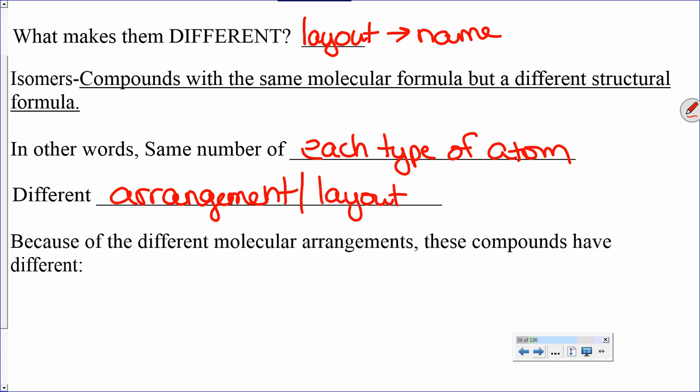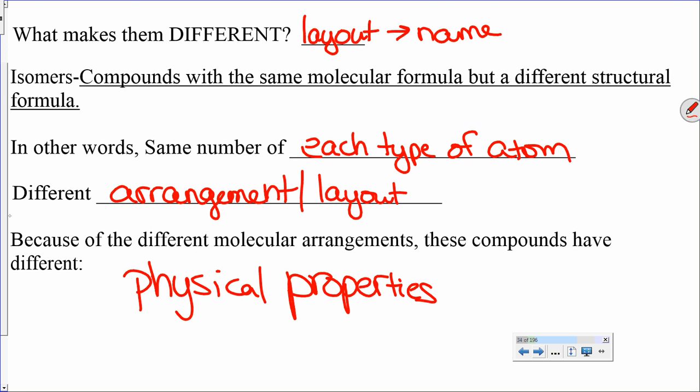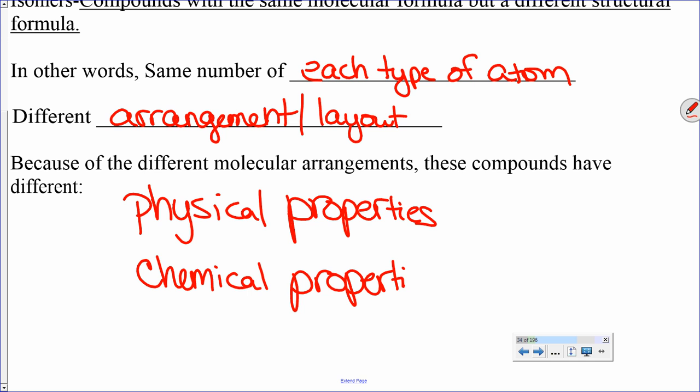Because of the different structural arrangements, one of the things that we notice on that side is we have different boiling points. So we're going to have different physical properties. This can actually affect things like solubility as well. Some of these molecules also react a little bit differently. It actually affects their reaction rates and some of the products that they can make. So they're actually going to have different chemical properties as well.